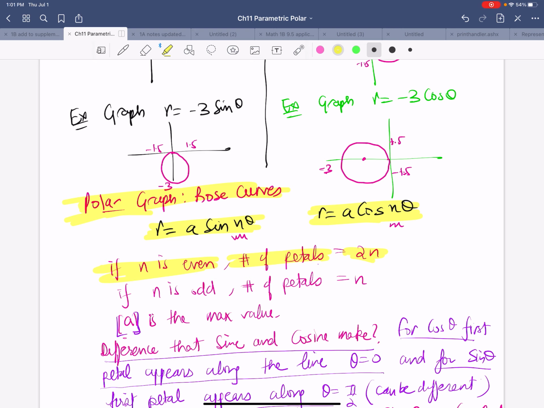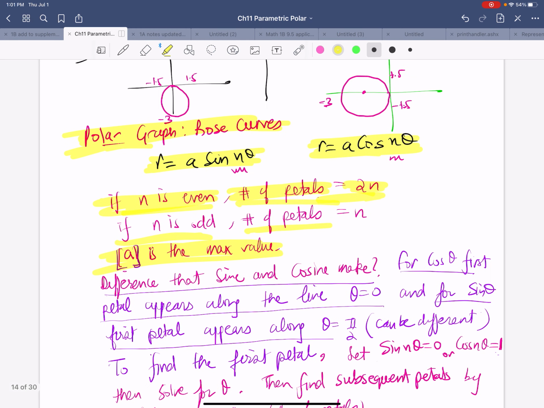A sine 8 theta will have 16 petals. So if n is even, the number of petals will be double the n. If n is odd, the number of petals will be the same as n. A sine 3 theta will have 3 petals. A cos 5 theta will have 5 petals. And the absolute value of a is going to be the max value for the petal, the max y value for the petal, the radius.